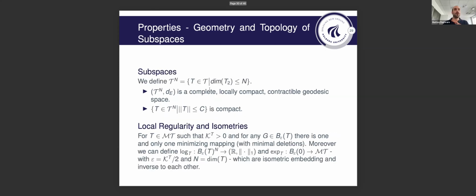However, if you have an upper bound on the dimension of the trees, we are able to retrieve many useful properties like completeness. We are able to characterize some compact sets, and for certain geodesics, we can parameterize them with a couple of straight lines in different Euclidean spaces with the one norm.